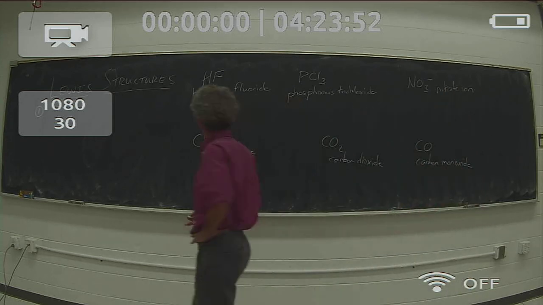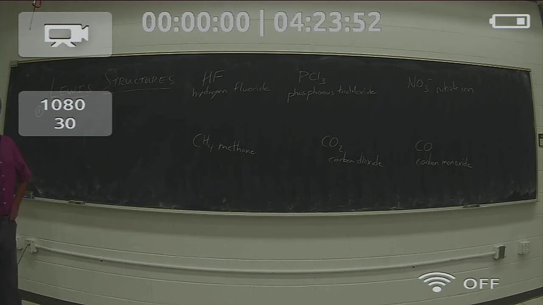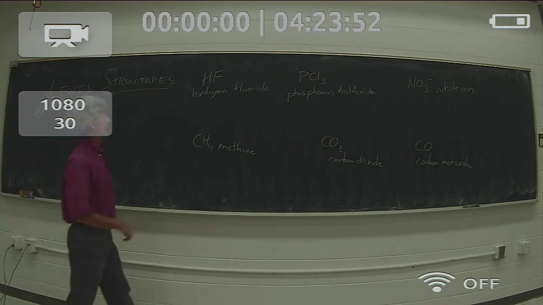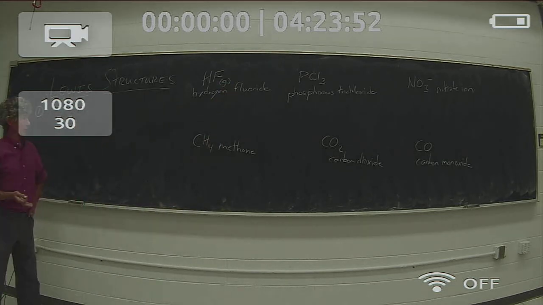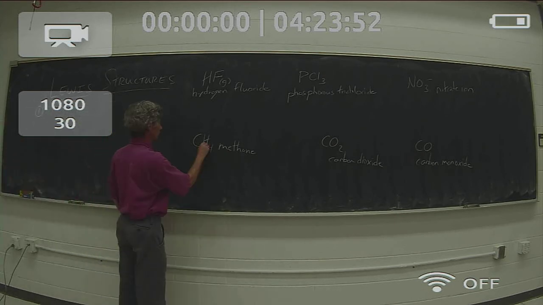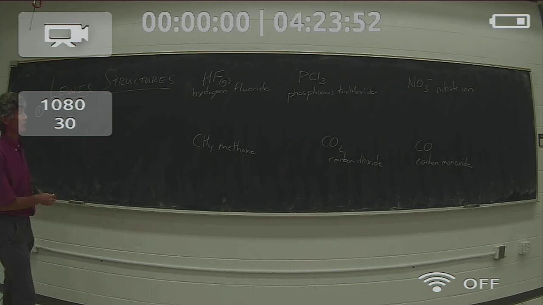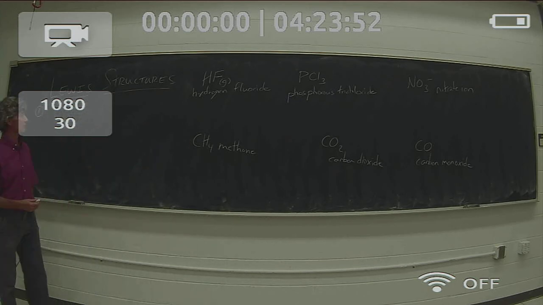Hopefully you remember all of those names. Hydrogen fluoride, of course, is a gas. Hydrofluoric acid, when it's dissolved in water. CH4, methane, C2H6, ethane. Hopefully you remember the prefixes for the first several hydrocarbons. And then CO2 and CO, carbon dioxide and carbon monoxide, are products of burning methane in the presence of oxygen.